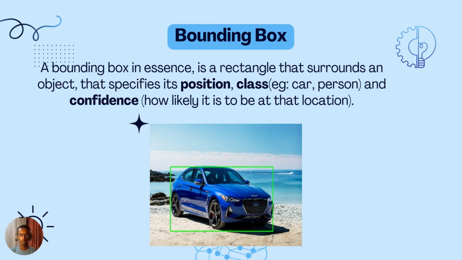So first, let's look at what a bounding box is. A bounding box, in essence, is a rectangle that surrounds an object and specifies its position, class, and confidence. So for example, if you have an image and you want to localize an object inside the image, we need the position of the object, we need the class or label, and we need a confidence. Confidence means how likely the object is to be at that location.